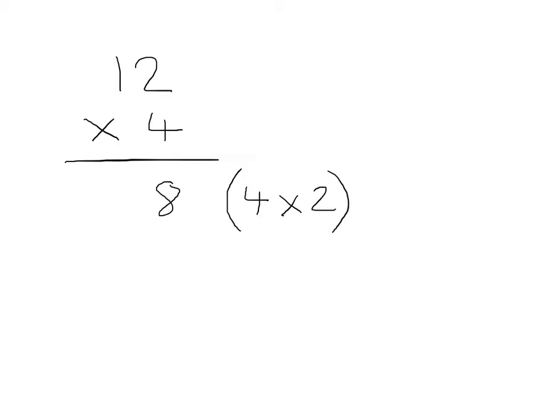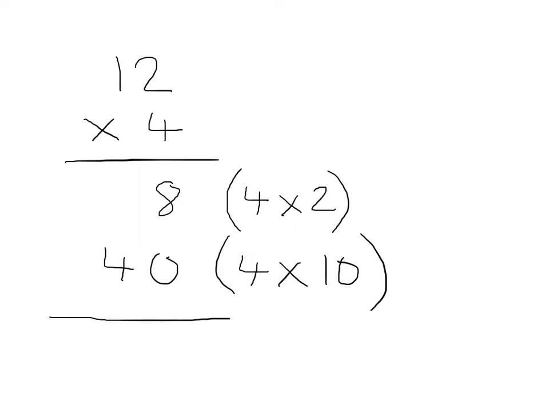The next step is to multiply my 4 by 10. Okay, so 4 multiplied by 10 is 40. And again, my brackets here tell me what I've done, so I've multiplied 4 by 10. All I have to do now is add my two numbers together. So my 40 and my 8 gives me the total of 48.